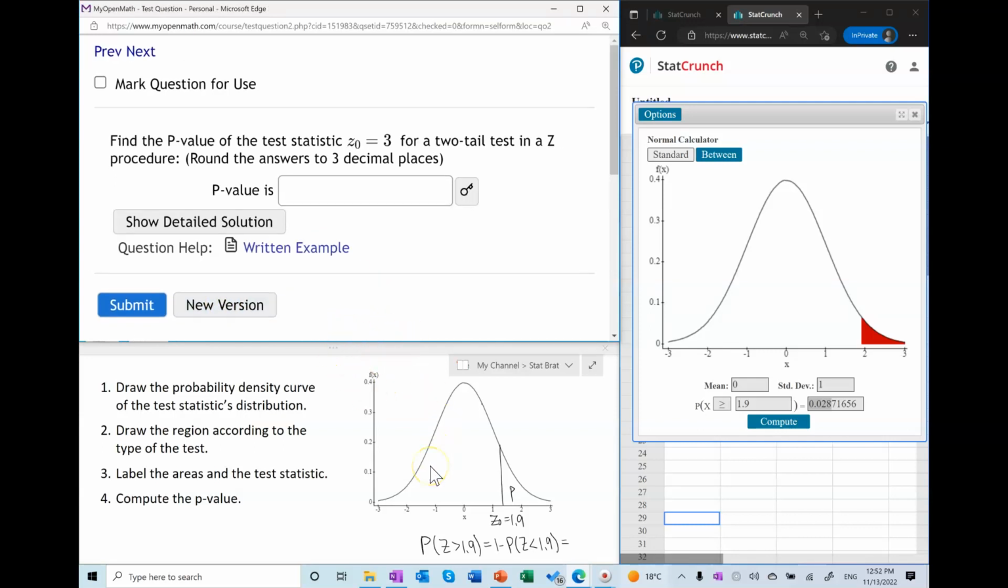There you go. In a two-tailed test procedure, it gets a little bit more interesting because without having specific numbers in front of you, it's really hard to tell whether you're going to end up computing the area to the right or to the left. So step 1, we draw the probability density curve, and then we draw the region according to the type of the test. So in a two-tailed test, we're going to have 2 regions. So we're going to draw 2 regions like this.